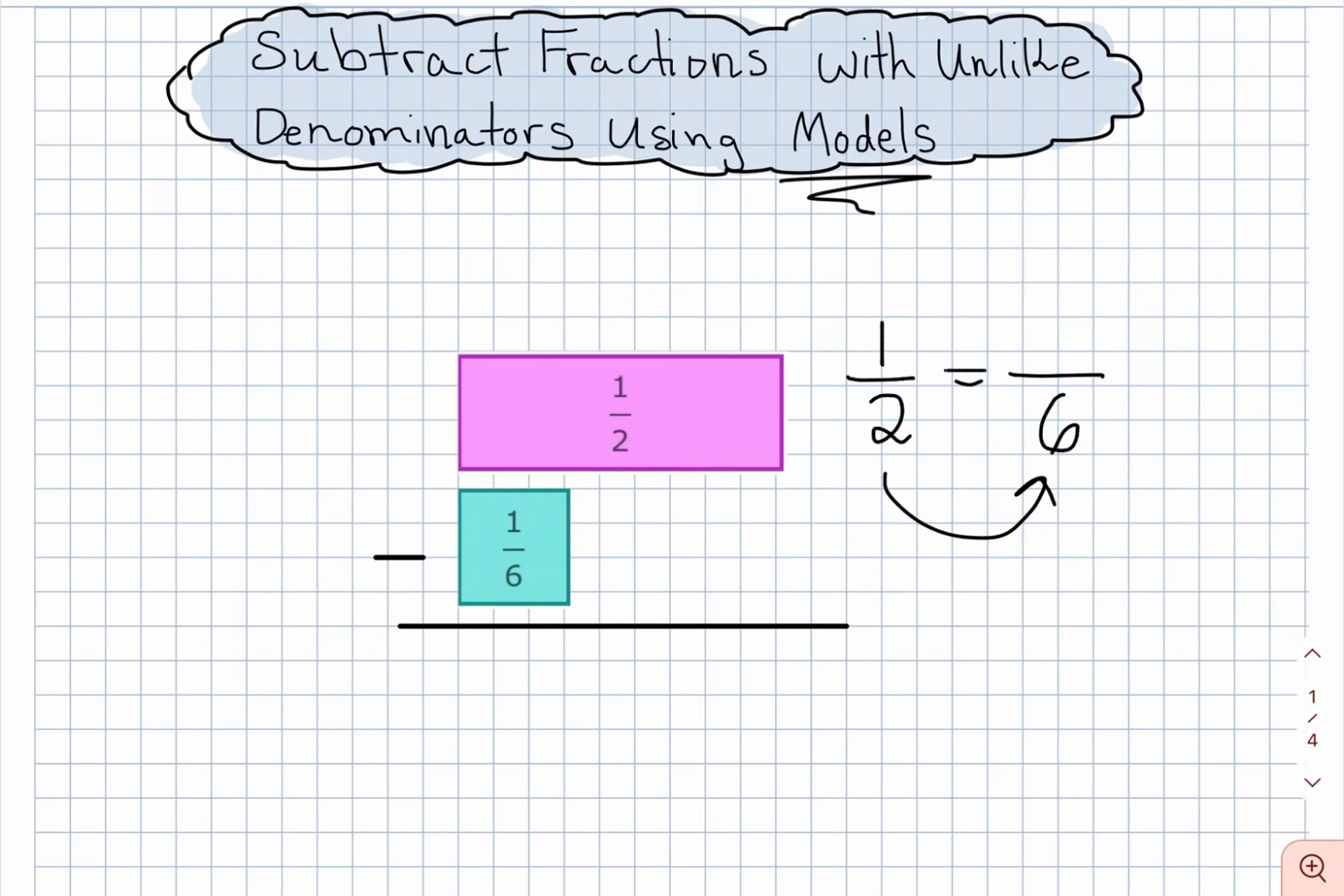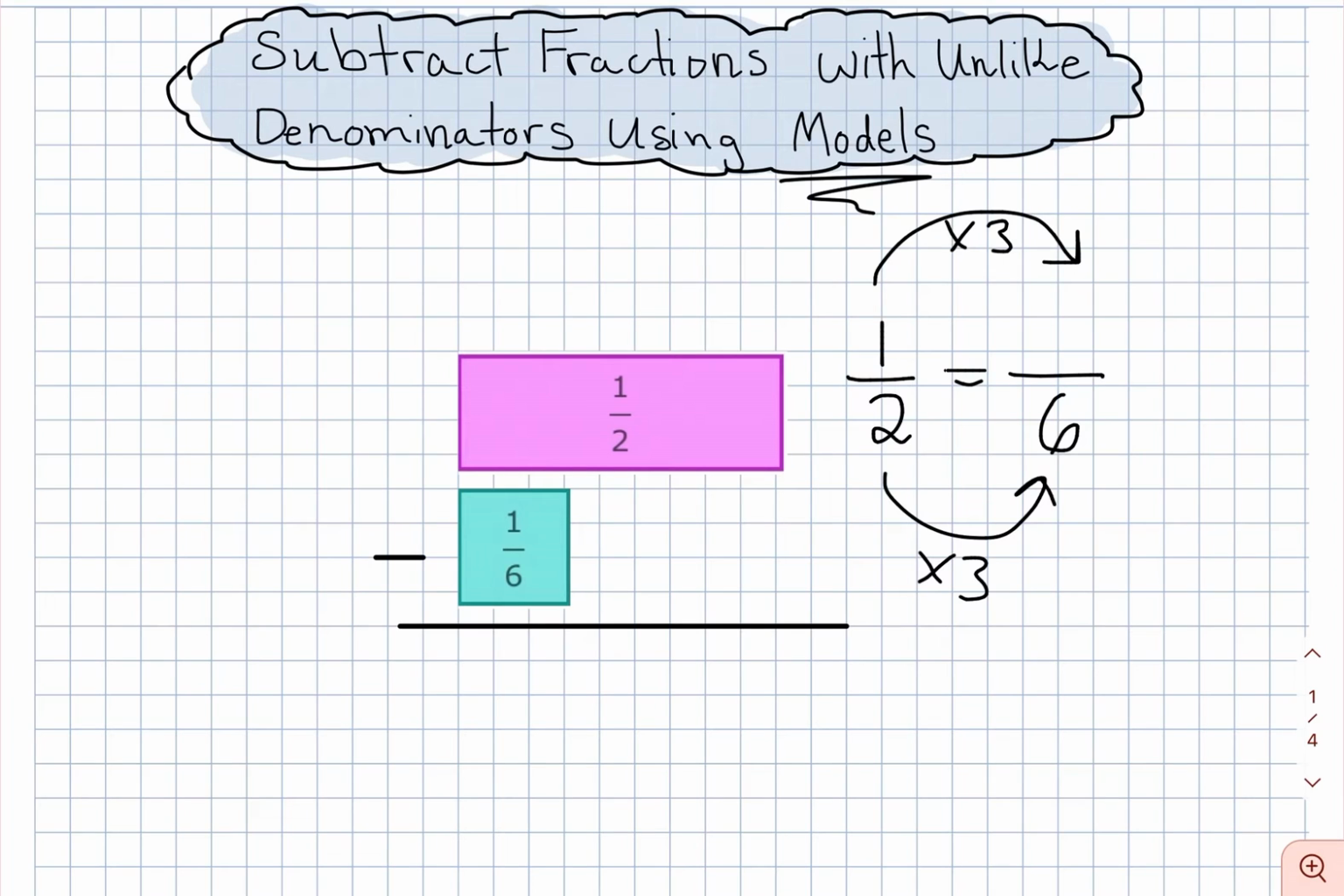And I know that 2 times 3 equals 6. You'll recall from the last lesson that the strategy here is that however I transform the denominator, I will need to transform the numerator in the same way. Or in other words, whatever I do to the bottom, I have to do to the top. If I multiply the bottom by 3, I need to multiply the top by 3.